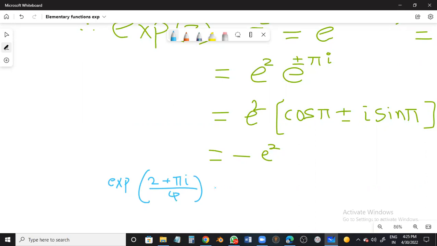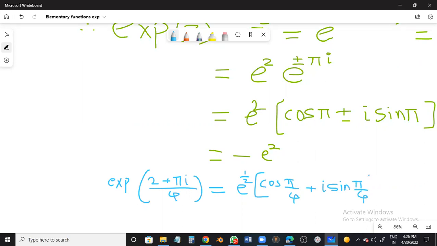Come on, what will this be then? It will be e raised to, I would like to directly go with 2 by 4, meaning half. In the bracket, what will I get? Cos of pi by 4 plus i sine pi by 4. So it is so easy. There was nothing.